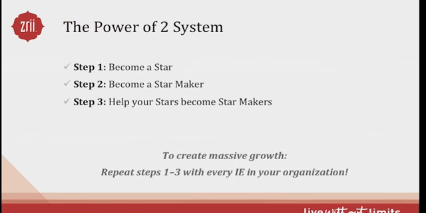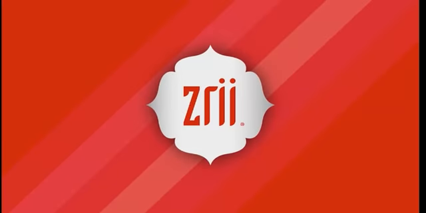We recommend setting a goal of completing at least one Power of Two cycle every month. Why? Because this system is easy, duplicatable, and best of all, it's effective. The Power of Two system will help you build a solid, revenue-generating sales organization. All you have to do is keep repeating steps 1, 2, and 3 with your new personally enrolled independent executives, and you'll be well on your way to unlocking all of the bonuses in the Zrii Prosperity Plan and becoming your own boss. It's fun and it's exciting to be a Zrii independent executive with the Power of Two system.